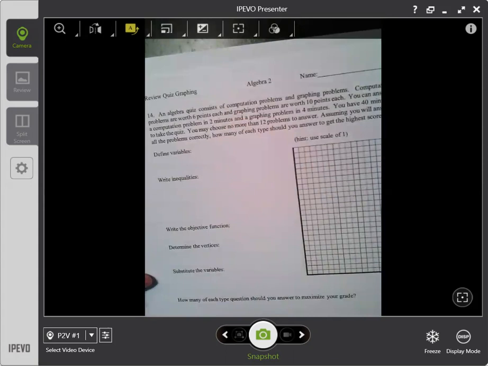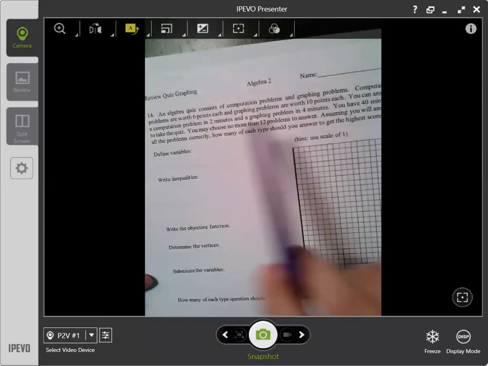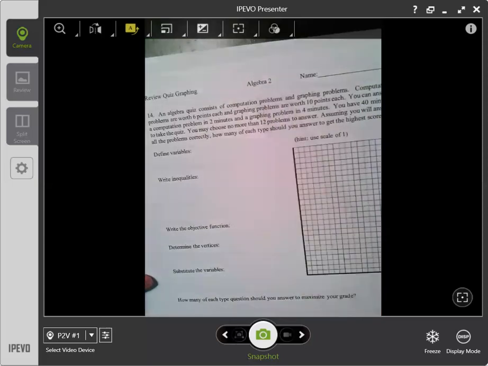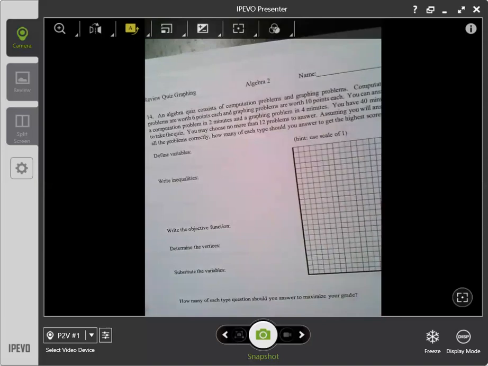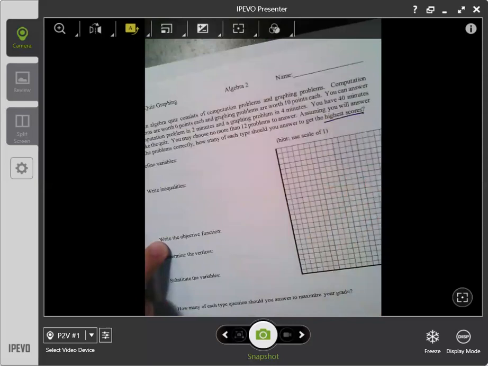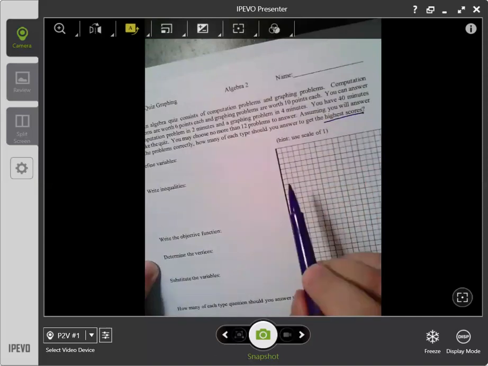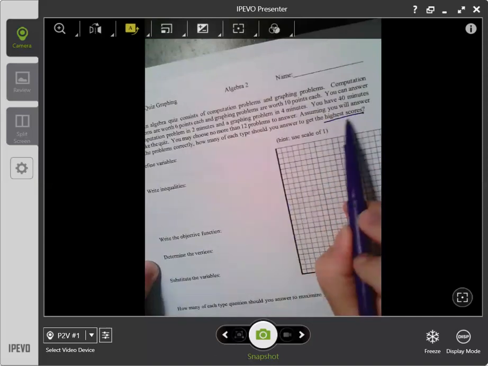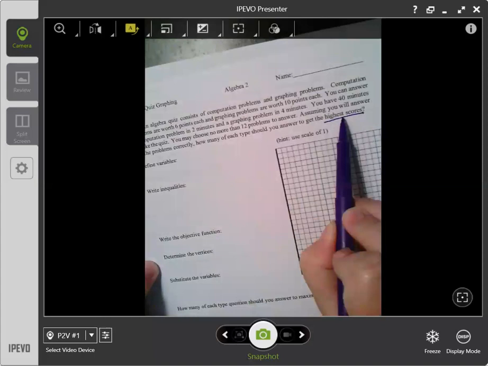The first thing that I have told you is that I usually start at the end of the problem. So this says blah, blah, blah. And then at the end it says, assuming you will answer all the problems correctly, how many of each type should you answer to get the highest scores? So that tells me two things. First of all, this is what I'm trying to maximize. I'm trying to get the highest score. So I need to come up with an expression that explains the score. In other words, something that if I knew how many of each type, I could plug it in and figure out what my score is.